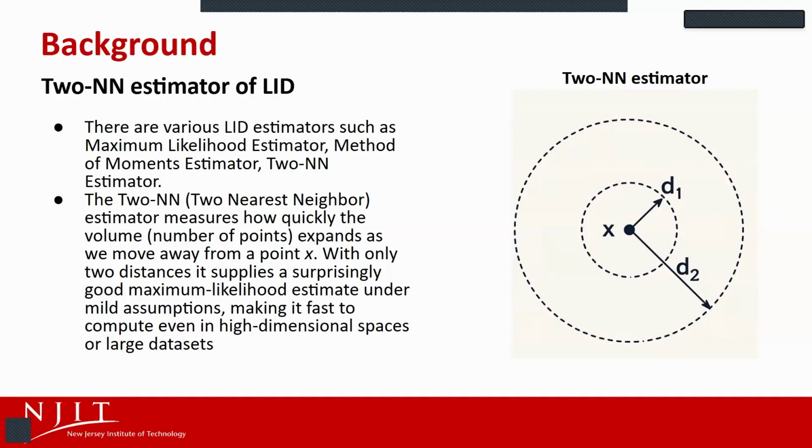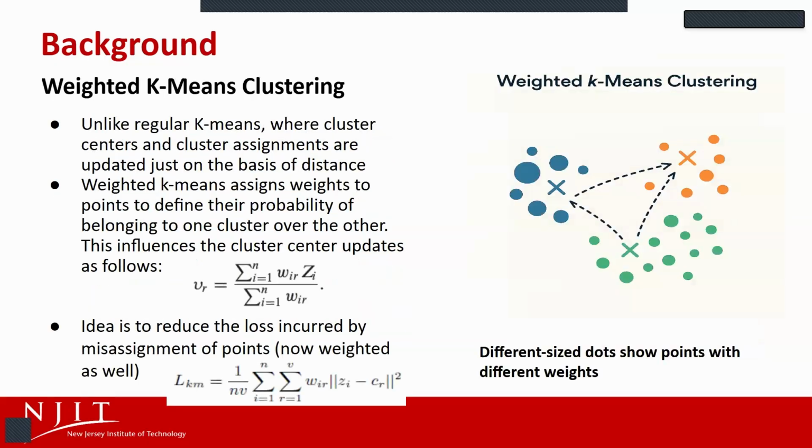Now let's talk about the estimator of LID, which we use in our case, and that is two nearest neighbor. The two nearest neighbor estimator calculates local intrinsic dimensionality by examining the ratio of distances to the two nearest neighbors of each data point. Specifically, it uses the distance to the first and second nearest neighbors to estimate how data density changes locally around each point. This ratio helps us approximate the intrinsic dimension, capturing local geometry, complexity, and data manifold properties, particularly useful in dimensionality reduction and identifying clusters or outliers.